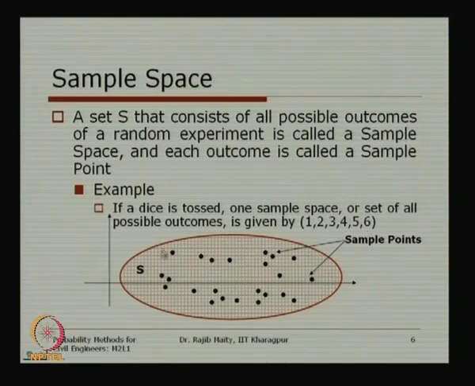So this can be treated as a pictorial representation of the sample space, and these black dots are the sample points. So the collection of all these sample points, the collection of all the possible outcomes for a particular experiment, is known as the sample space.